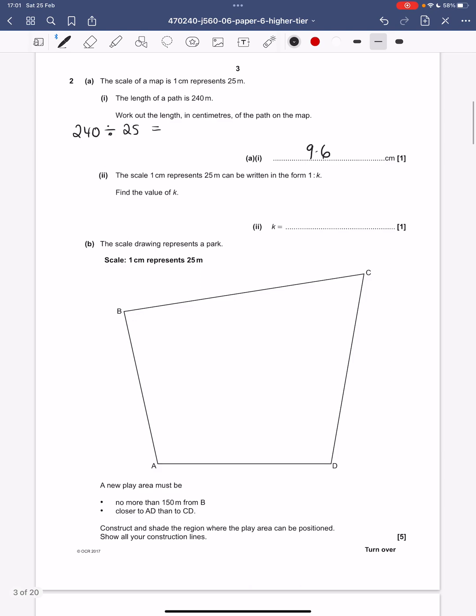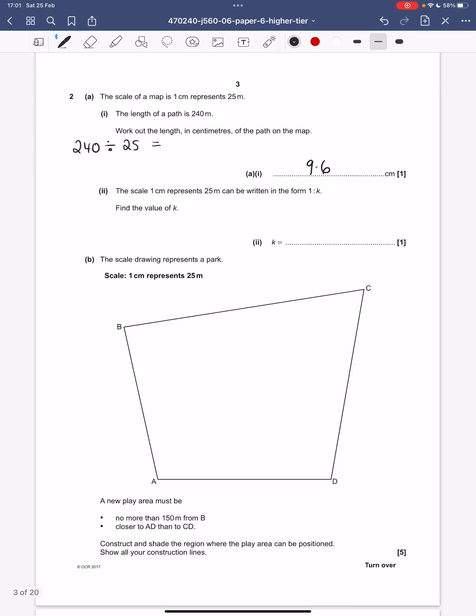Okay, 1 centimetre represents 25 metres, can be written in the form 1 to k. So 25 metres is 2,500 centimetres. So 1 centimetre is 2,500. So k is 2,500.